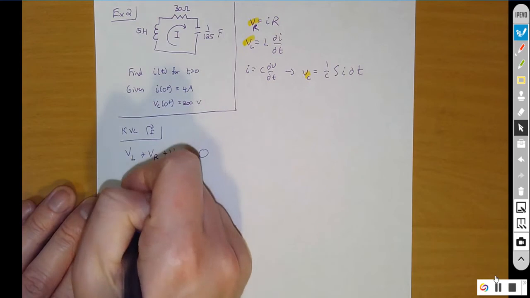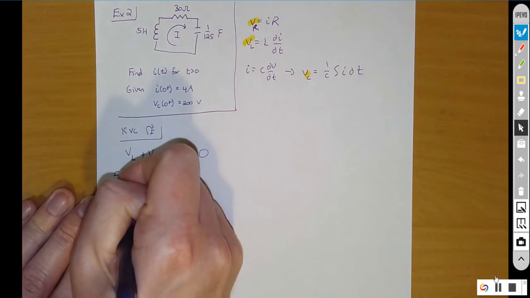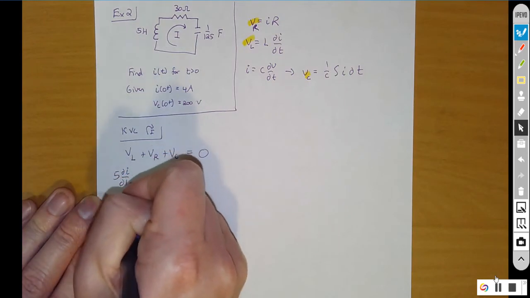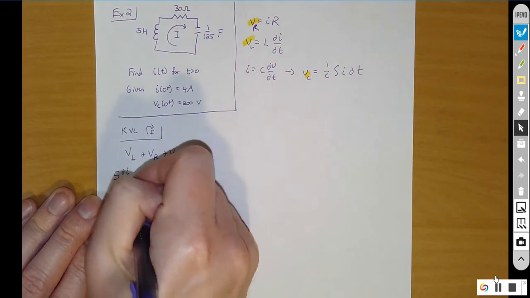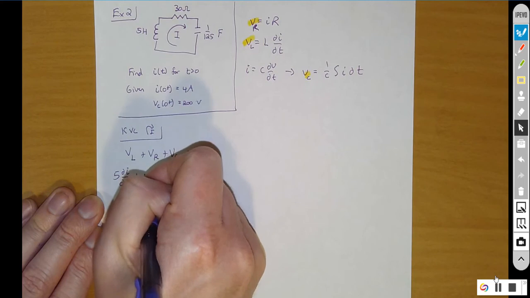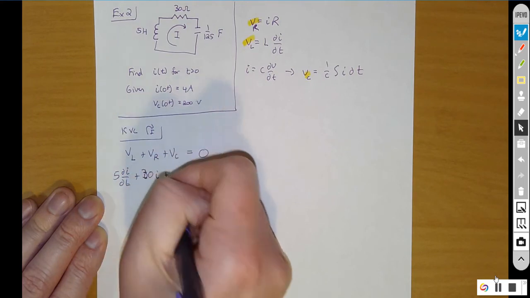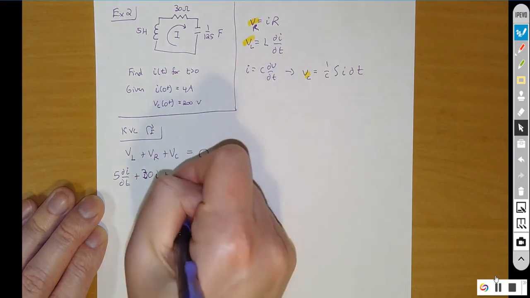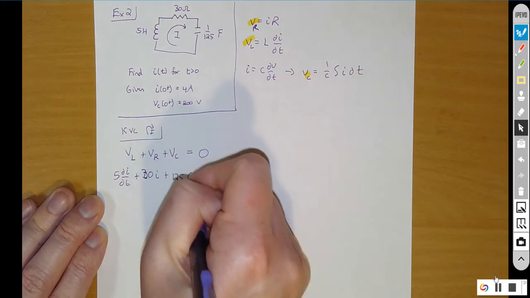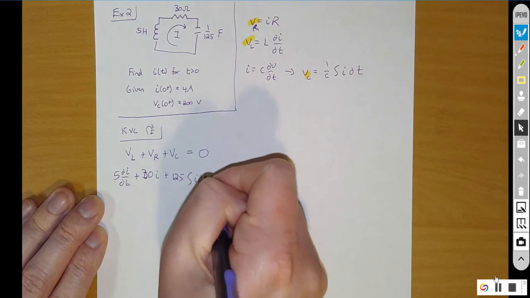Alright, so VL will be 5 di/dt. Again, it's i because it's i here. If this was ix, this would be ix. This will be i times 30, so we'll just call it 30i. And then we have 1/C, so 1/(1/125) is 125, convenient. And then we're going to integrate i dt, all equal to 0.